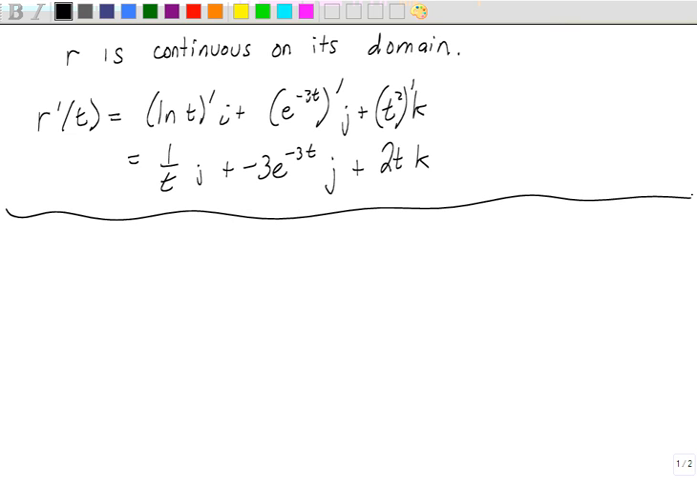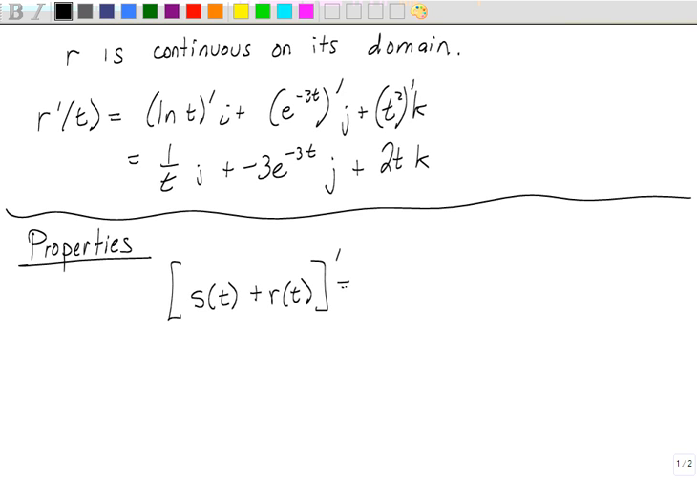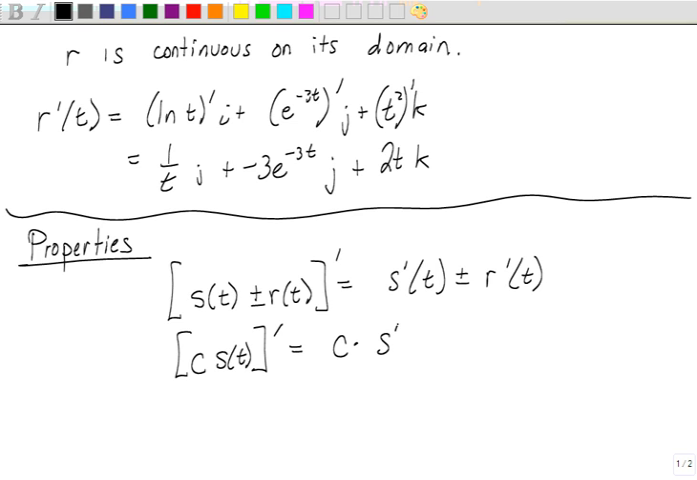All right, let's go through some properties of the derivative. They're what you expect. If s and r are vector-valued functions and you take the derivative, you just take the derivative of each one separately when you're adding or subtracting. If you're doing scalar multiplication, where c is a scalar, then the scalar just comes out in front. So this is just like normal derivatives.